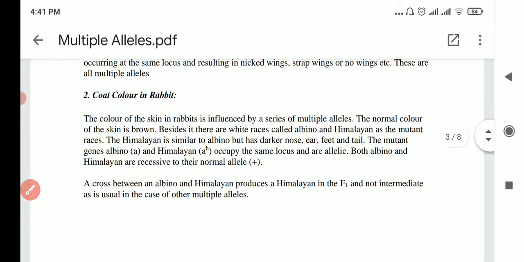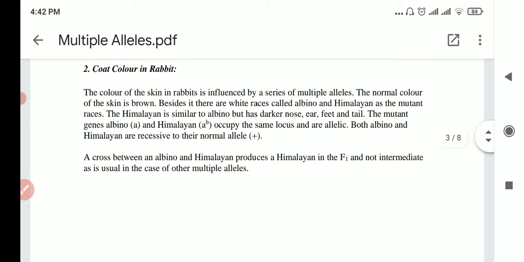Okay, now let's look at the coat color in rabbits. So the skin color of rabbits is influenced by multiple alleles, because you have seen some rabbits are white, some are brown, some have patches of white and brown, some are gray color, okay. So the normal color of the rabbit, like before, in nature when hunting used to happen, the normal color should be brown, okay.